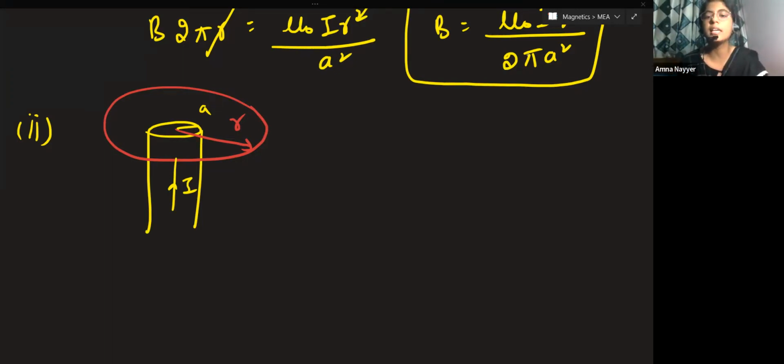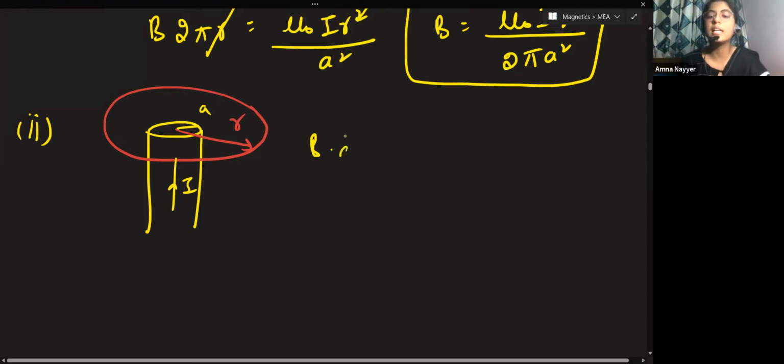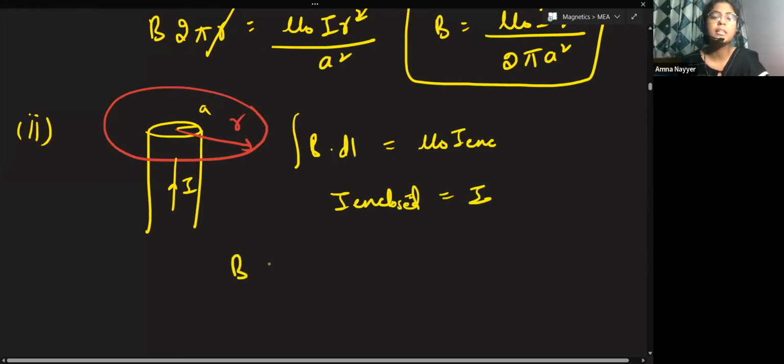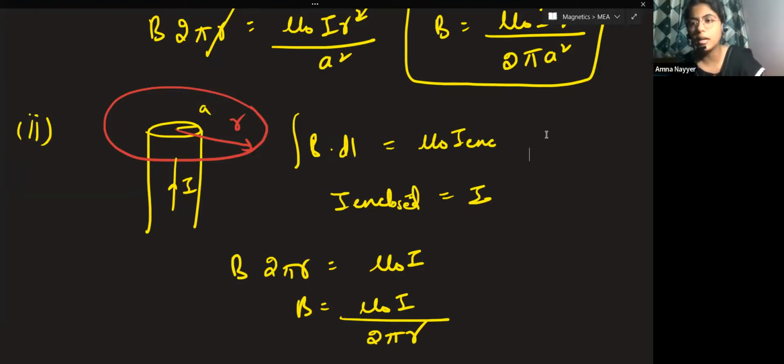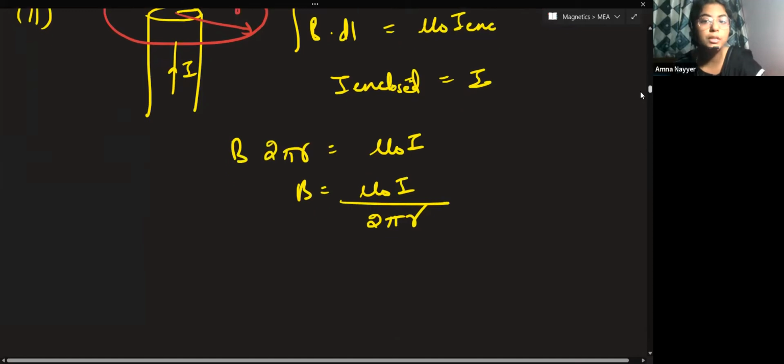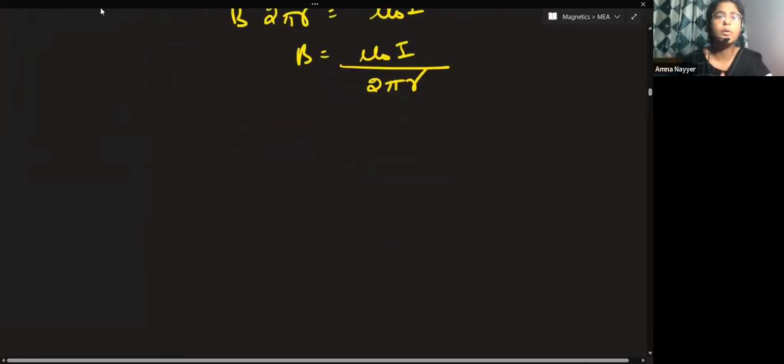So in this case, this is exactly similar to the derivation that we did. This will be mu naught I enclosed, and I enclosed here is I. So B 2 pi r will be equal to mu naught I, and you get the same result, B equals mu naught I divided by 2 pi r. Now, one more thing that is given in NCERT is to plot the graph, and the graph also comes. So you have to remember these two, because these are very important.